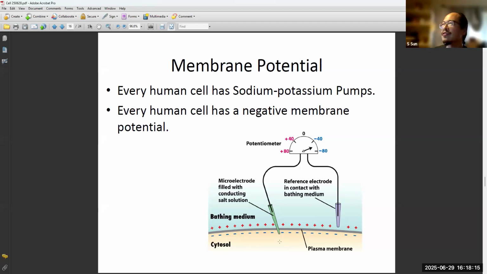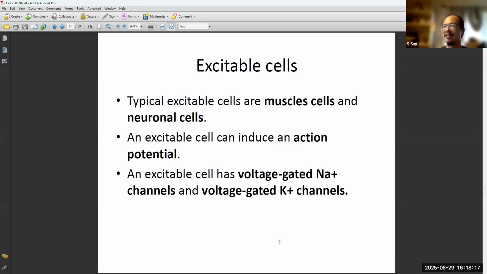The next thing that we are going to learn is that every cell has a negative membrane potential, but some cells have more than that. Some other cells will utilize this to do different things. We call this group of cells excitable cells.